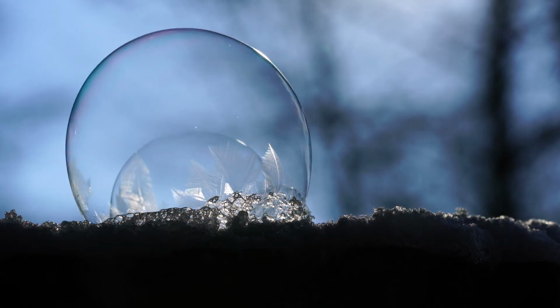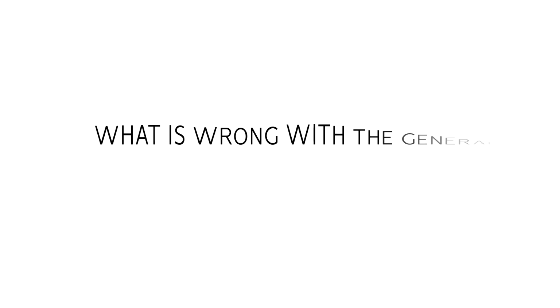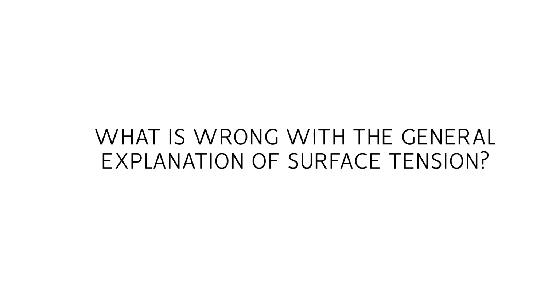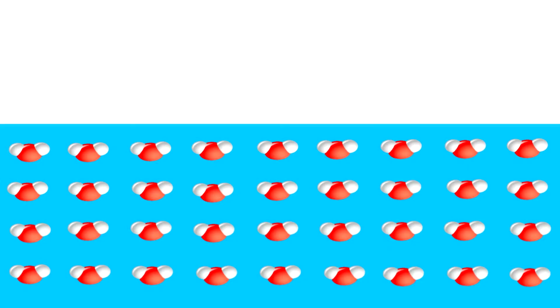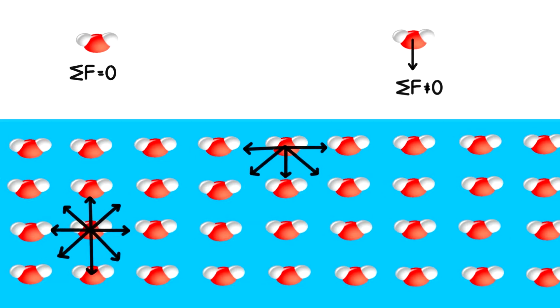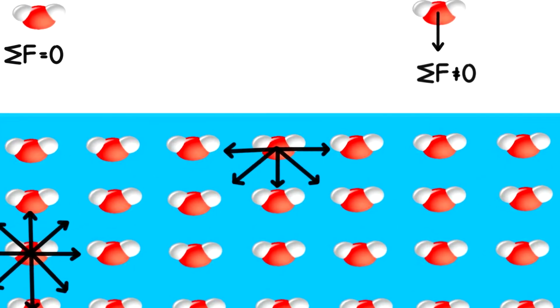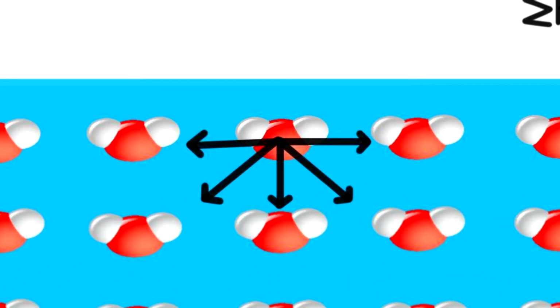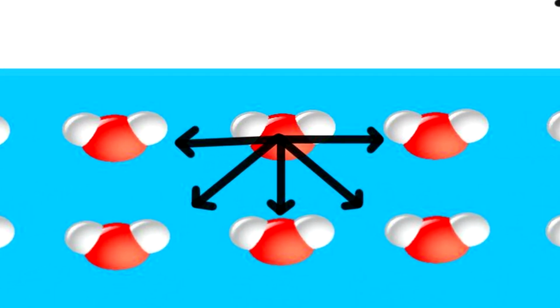Before understanding the actual reason, we answer: what is wrong with the general explanation of surface tension? The explanation goes like this. If we take two molecules, one at the surface and one in the bulk, we can see the force distribution is different for the two molecules. For a molecule in the bulk, there is perfect balance of forces. For a molecule on the surface, there is a net force of attraction towards the bulk, which gives rise to surface tension.